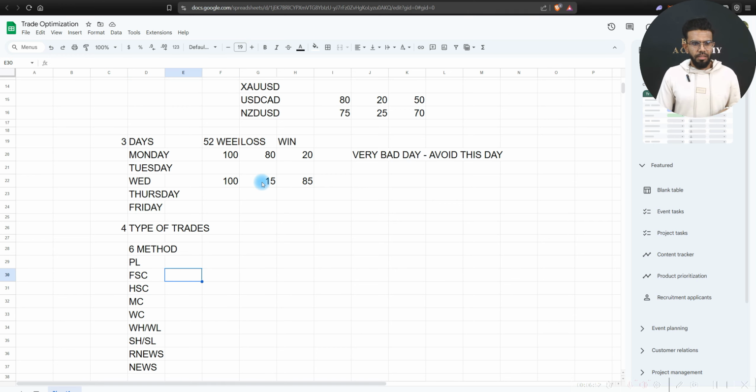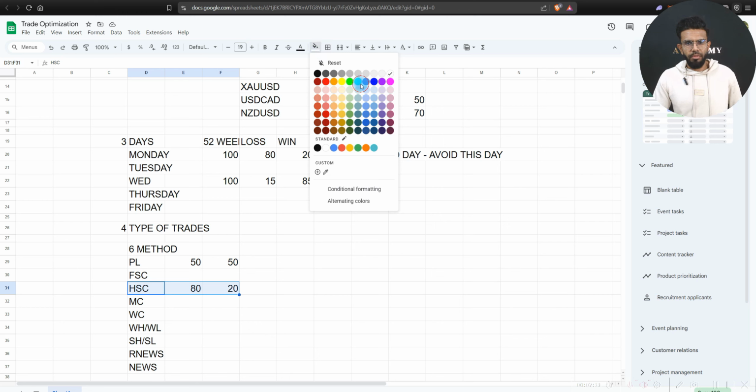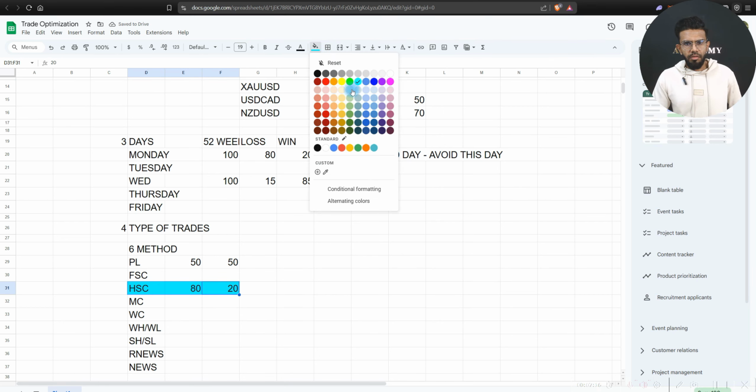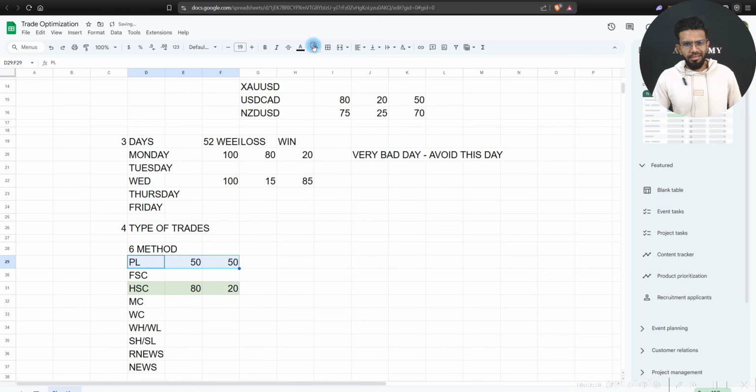Let's say, for example, my P line trades, I'm having again 50 trades win and 50 trades lose. So this is 50-50. Let's say half session confirmation, I'm winning 80 and losing 20. So this is a good trade. This is a good one I can keep, so I'll just highlight it green. I'm going to keep this. I'm going to keep this. And then I'm going to ignore this. This one is yellow, I want to take it or might not. Let's say this is around 70-30. So this also seems okay.